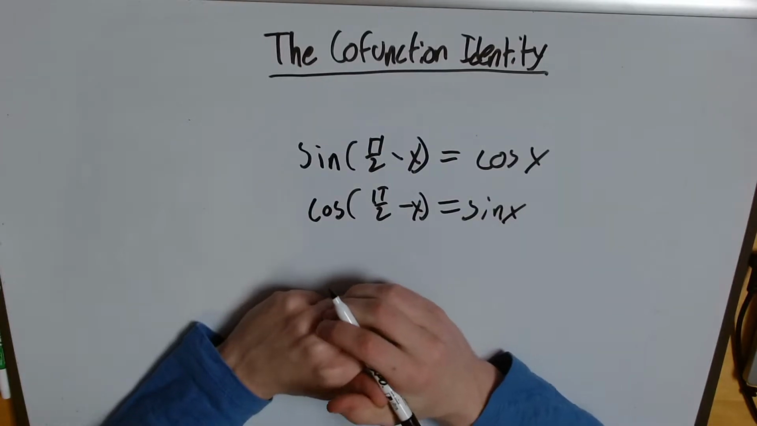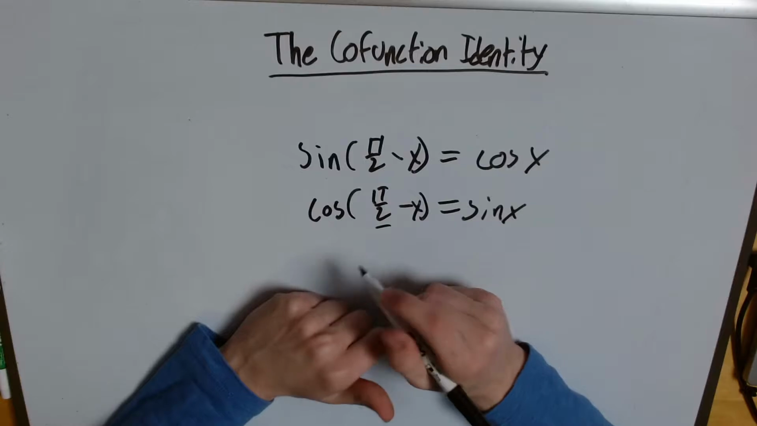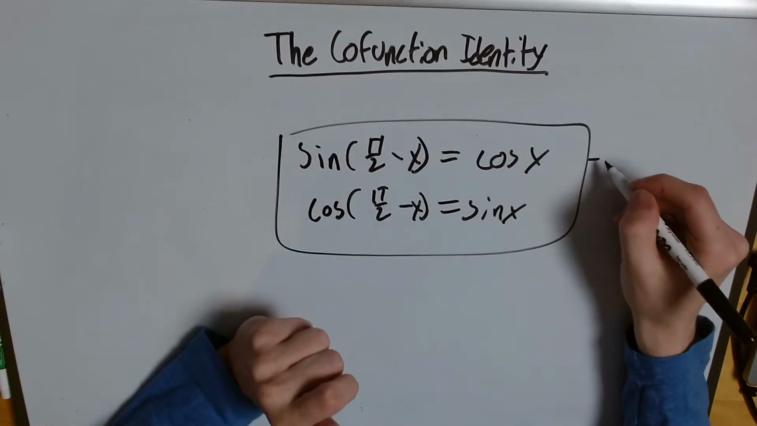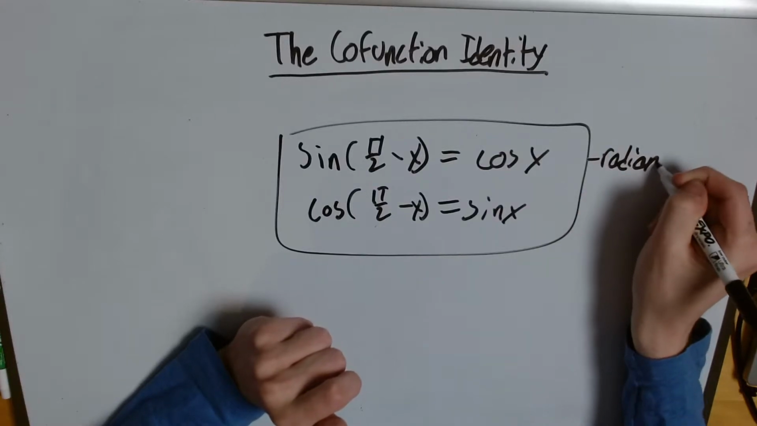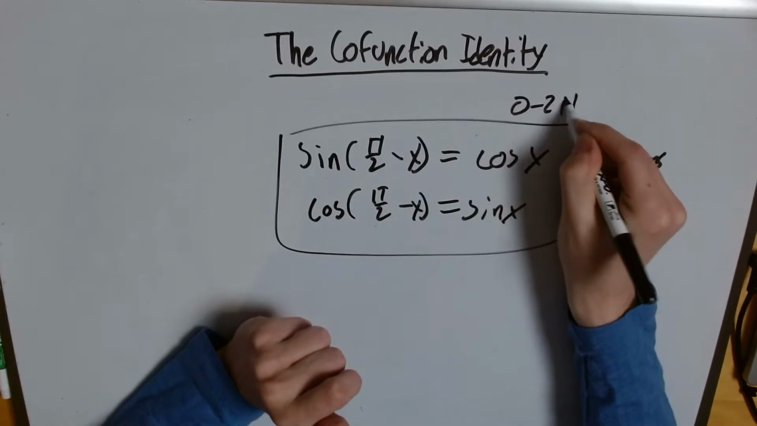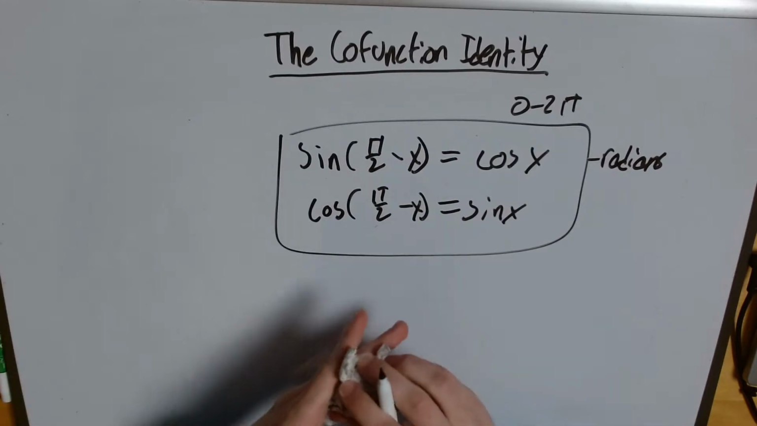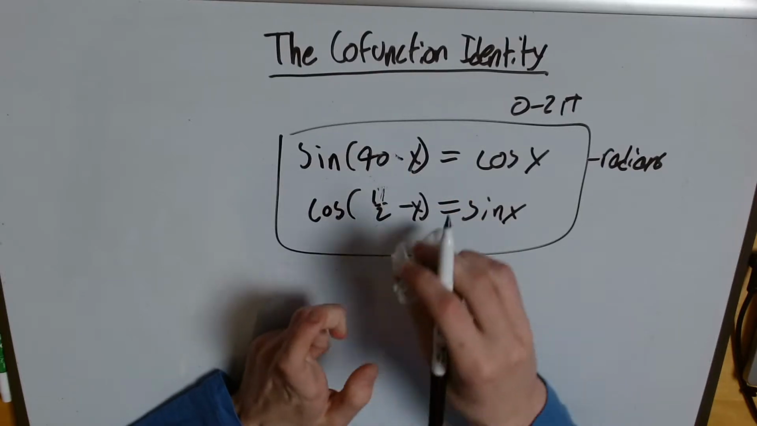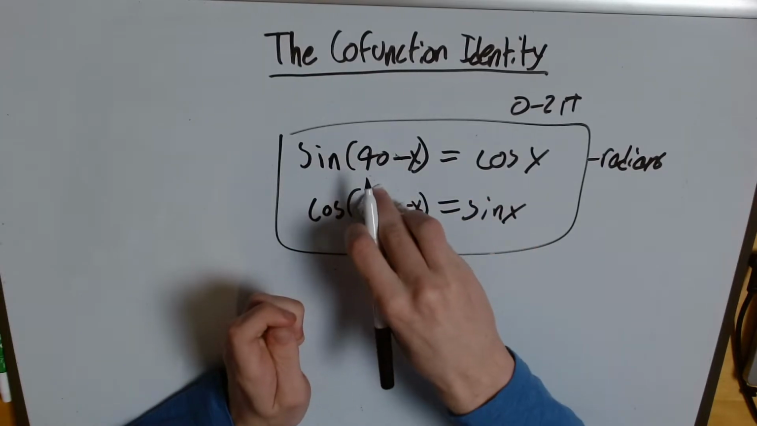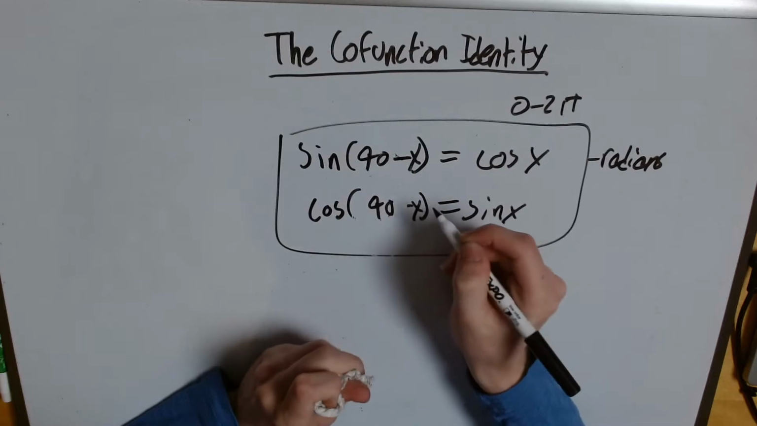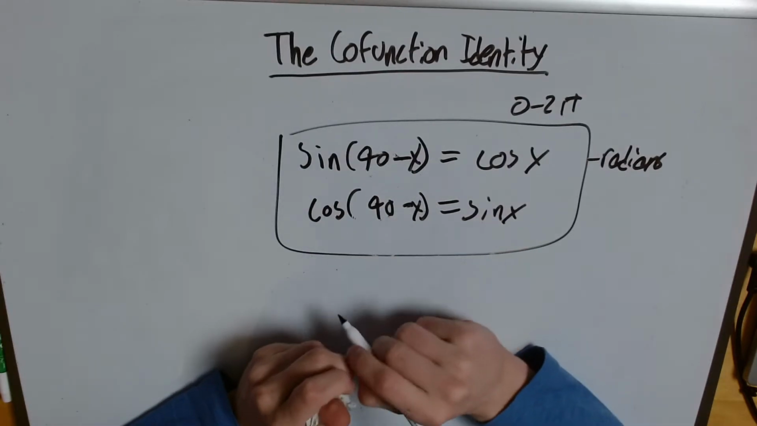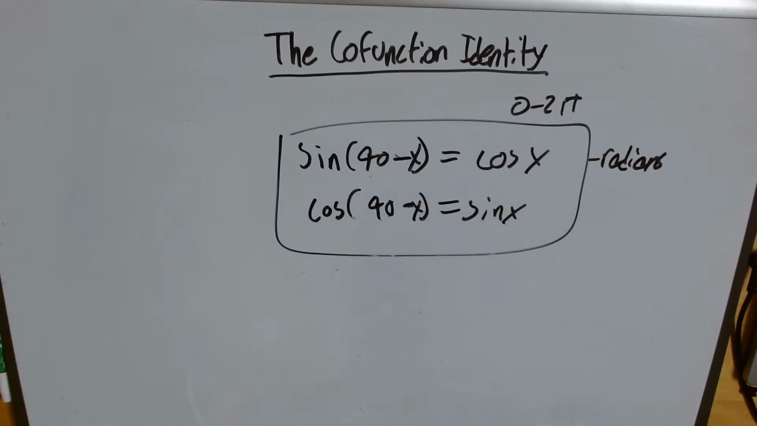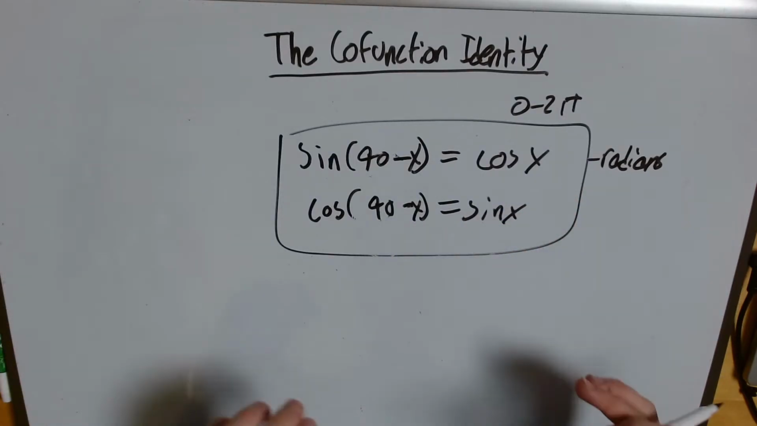And at first you might say, what is this pi over 2 doing here? Why is it there? That's because in this model, I'm dealing with radians, where I go from 0 to 2 pi. If I wanted to write this in a more familiar degree form, I'd say sine of 90 minus x is equal to the cosine of x, and the cosine of 90 minus x is equal to the sine of x. So sine of x is equal to the cosine of 90 minus x, and the cosine of x is equal to the sine of 90 minus x.